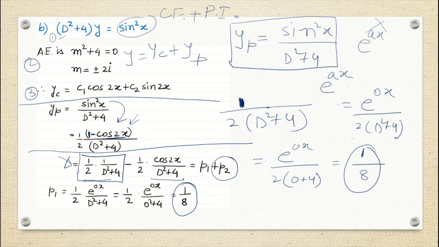And what is P2? This is minus of 1 by 2 into cos 2x by d square plus 4. So always remember that if it is your type 1, replace d with a, that means d to the power 1, a to the power 1. If it is type 2, then replace d square with a square and then put negative sign there. Okay, so we are focusing on how to find P2.